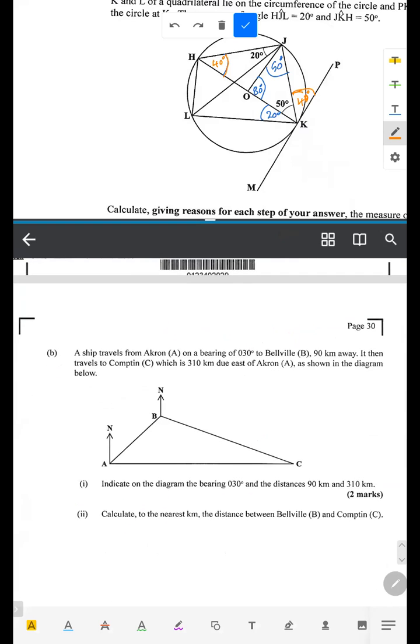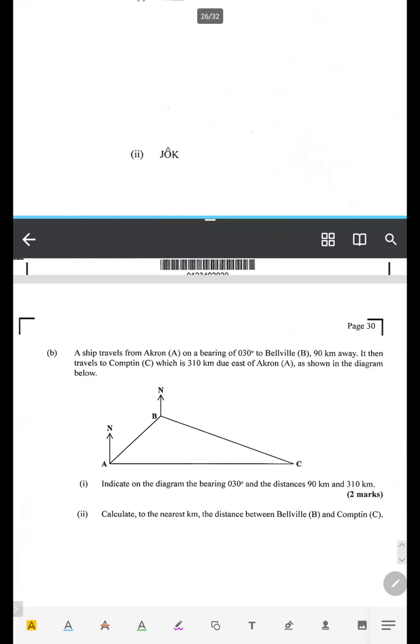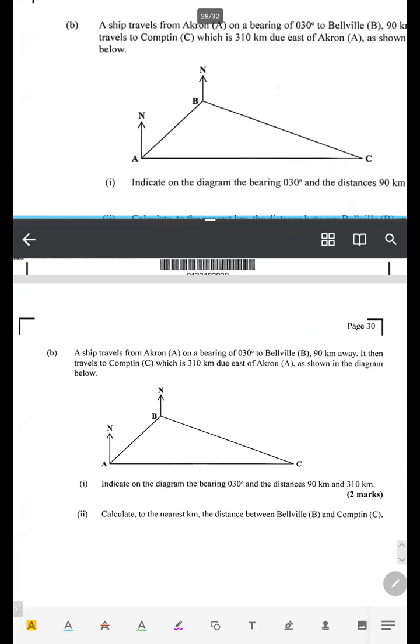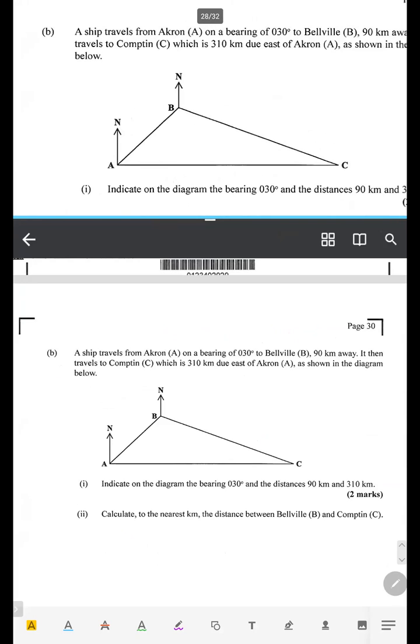This part now is trigonometry. It's not a right angle triangle, see there, so I know sine rule and cosine rule. And so the north lines, I know some bearings thing happening here now, right? Some bearings thing. Let's go.